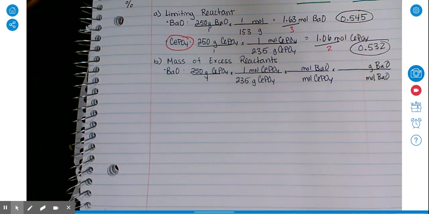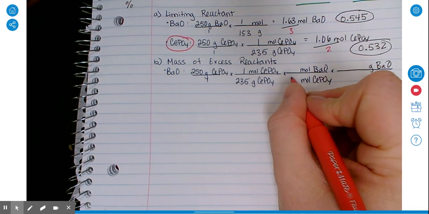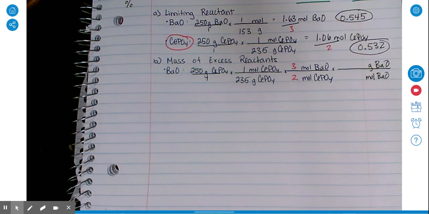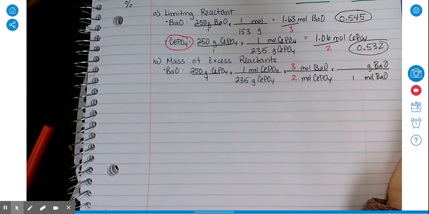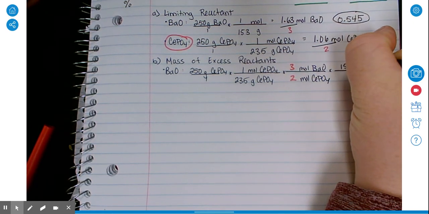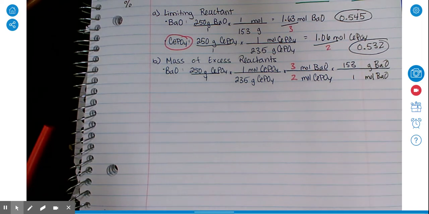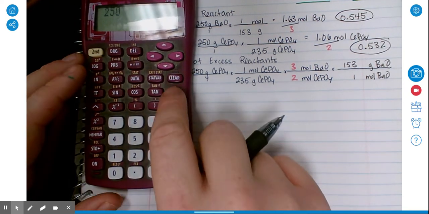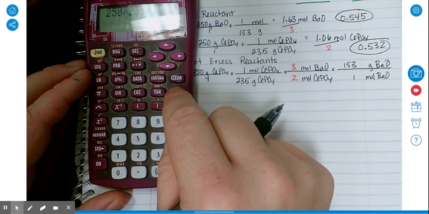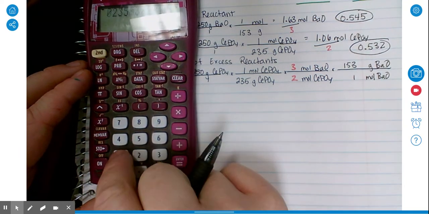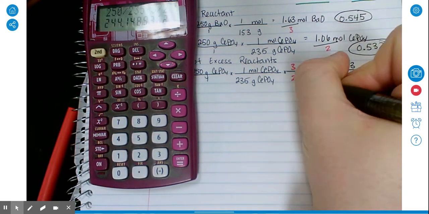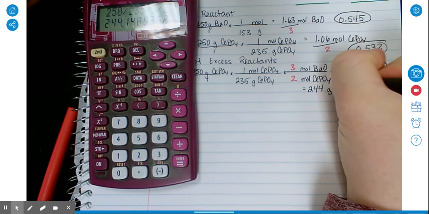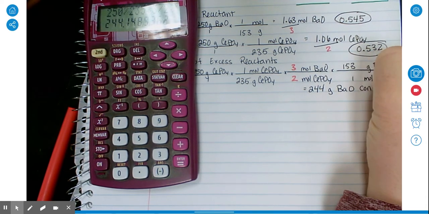So I'm going to throw in my mole conversions. That's my coefficients. I use 2 cerium phosphates per every 3 barium oxides. Using the molar mass of barium oxide, 1 mole contains 153 grams. All right, so go ahead, type it in: 250, divide 235 times 3, divide 2, times 153. I end up with 244 grams of barium oxide consumed.